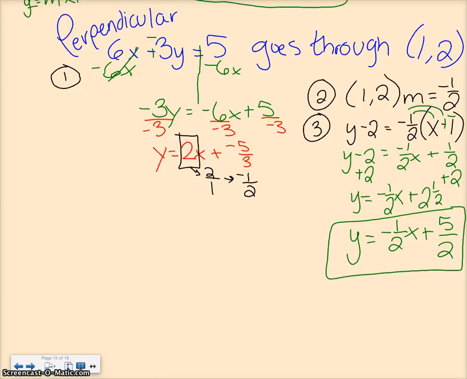Again, step 1, get y alone. Make sure you identify your slope. That's what I did here. My slope was 2 over 1. Then I found my reciprocal slope, so I flipped it. 2 over 1 became 1 over 2, and I made it the opposite sign. Step 2, I just start prepping up for point slope. Step 3, this is point slope. And then you make it look pretty and you get y isolated into slope-intercept form.